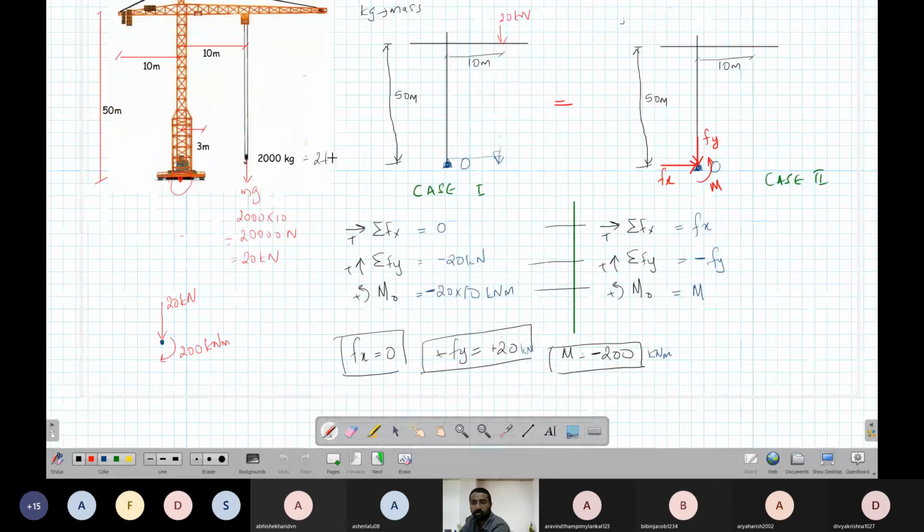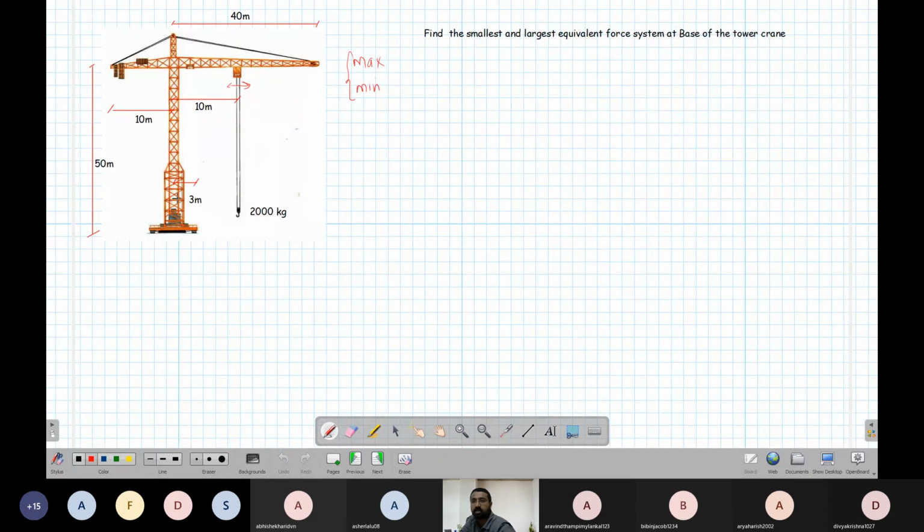So this question is also similar to this question. Okay, the only thing is it is asking what would be the maximum equivalent force system at the base and what will be the minimum equivalent force system.